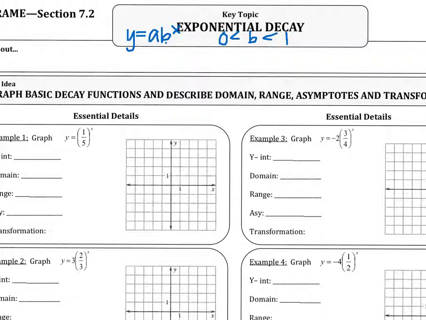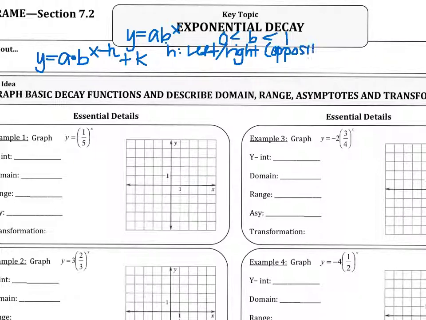I also want to talk about this general form and the transformations that it does. We looked yesterday at this equation, a times b to the x minus h, plus k. We talked yesterday that h moves it either left or right, but the hard part when it's in the exponent, or tied with the x, is that it's the opposite of what you think. So if it says plus a number, you're actually moving it left. If it says minus a number, you're actually moving it right.